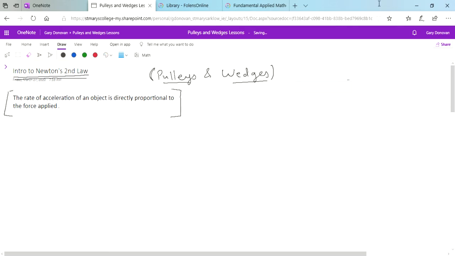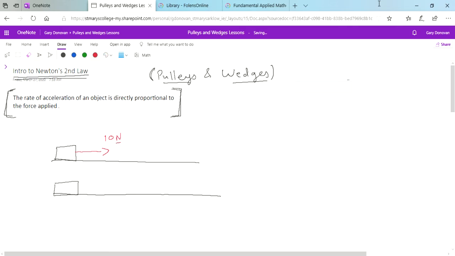But the actual definition that you need to learn for Leaving Cert is a little bit longer than this, but this is just the main bit of it really. So what does that actually mean? Well, let's look at an object like this. And let's look at another identical object like this, and both objects are on the ground. Let's say for object number 1 I apply a force of 10 newtons.